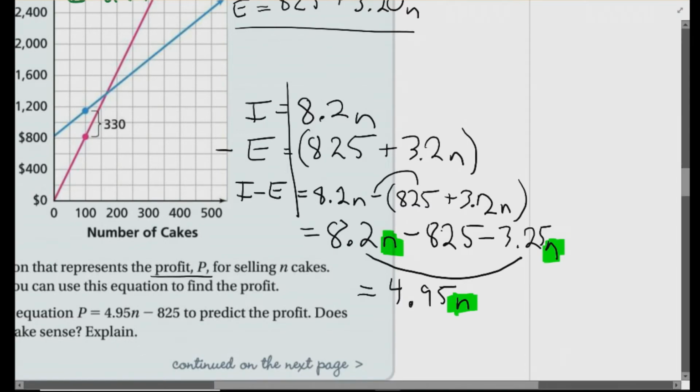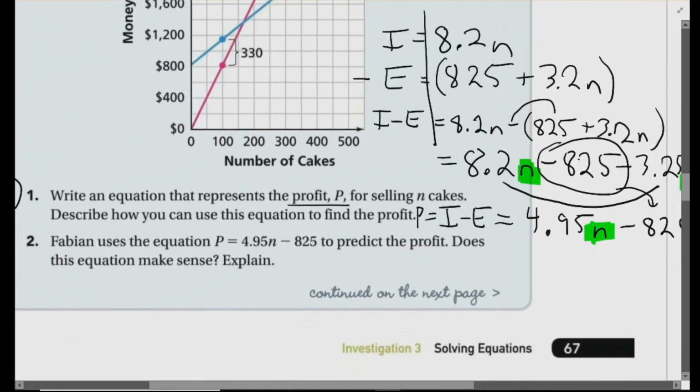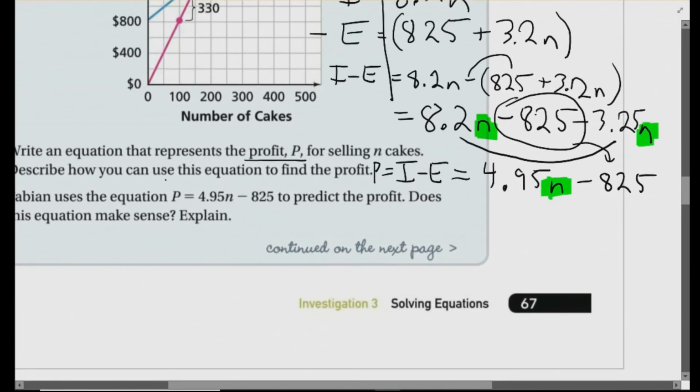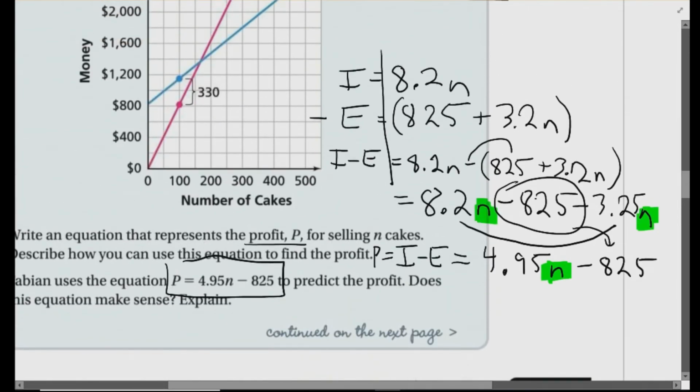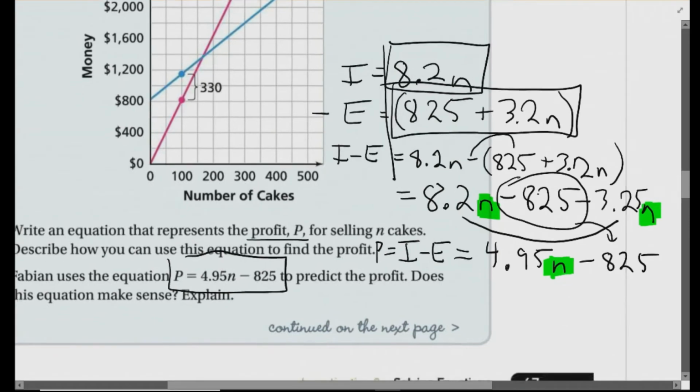Because nothing else in this equation changes, minus 825. And this is going to be I minus E, which you already know is the same thing as P. And that's basically where this equation comes from. It's derived from taking away the equation that represents expenses from the equation that represents your income.